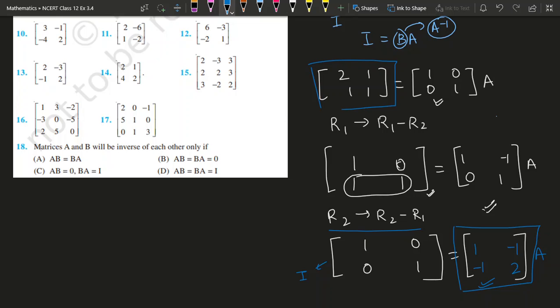And so you can do the same for all the 2 by 2 matrices that you have. You can perform some operations to get it to the form of a 2 by 2 identity matrix.